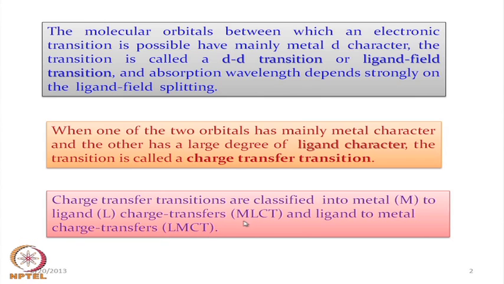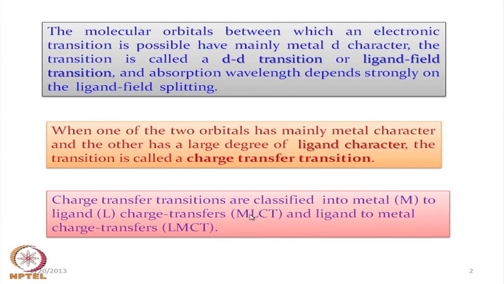So, in one case the electronic charge will move from the metal orbital, or the orbitals having more metal character, to the orbital having more ligand character, and in the other case we will have the transition from the orbitals which are dominated by ligand character to some other orbital which is of metal character, and this will be known as ligand to metal charge transfer transitions.